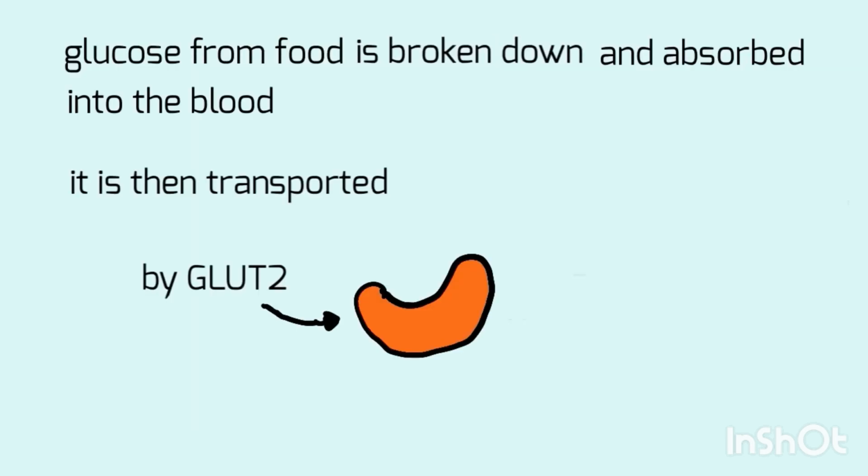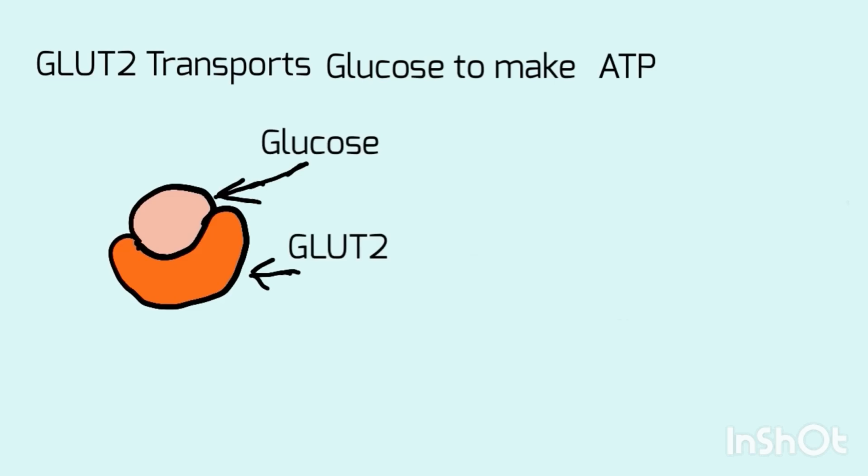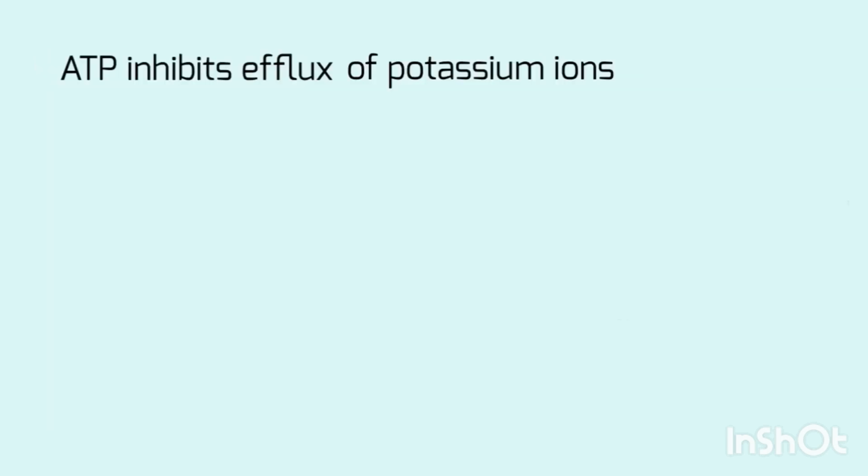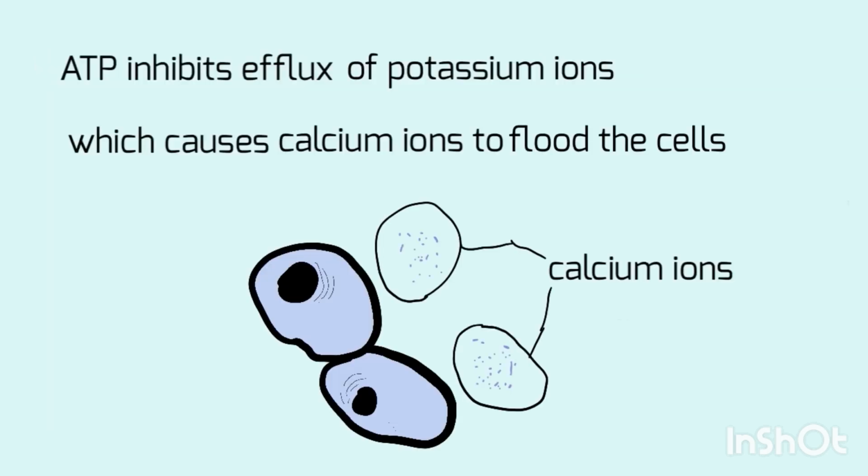When you eat, glucose from food is broken down and absorbed into your bloodstream. Glucose then enters beta cells via glucose transporter GLUT2 and ATP is produced. The presence of ATP inhibits the efflux of potassium ions, causing depolarization. This activates calcium channels within the cell membrane, and calcium ions flow into the cell.